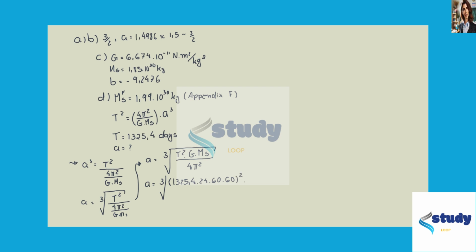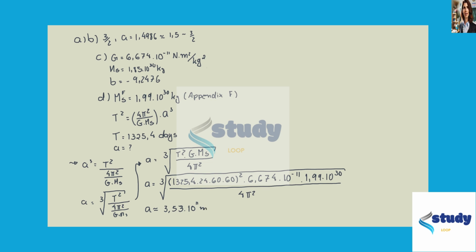Now we square it, and then multiply by the Newton constant, which is 6.674 times 10 to the minus 11, and finally we multiply by the mass of the Sun. For this item, I'm using the mass of the Sun that is given in the appendix. So, 1.99 times 10 to the third. And to finish, we divide this whole equation by 4 times pi squared. Then, by solving this calculation, we get a value for the semi-major axis of the orbit of the asteroid Vesta that is approximately 3.53 times 10 to the 11 meters.